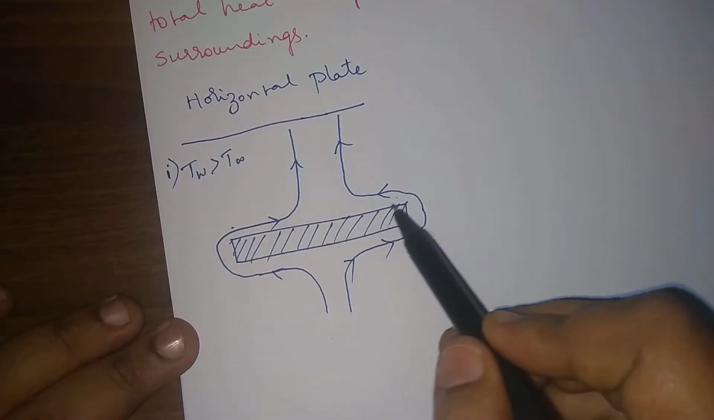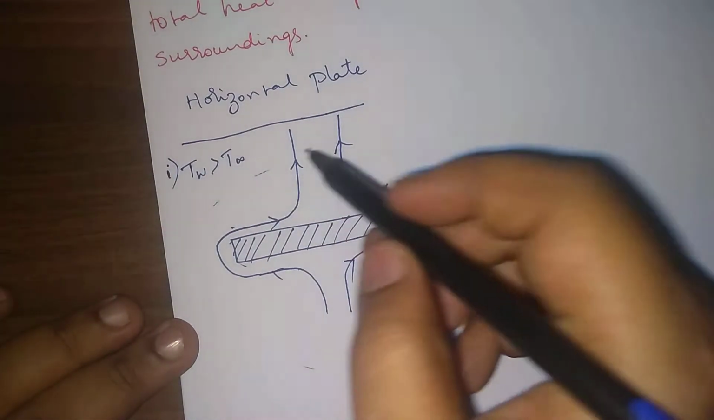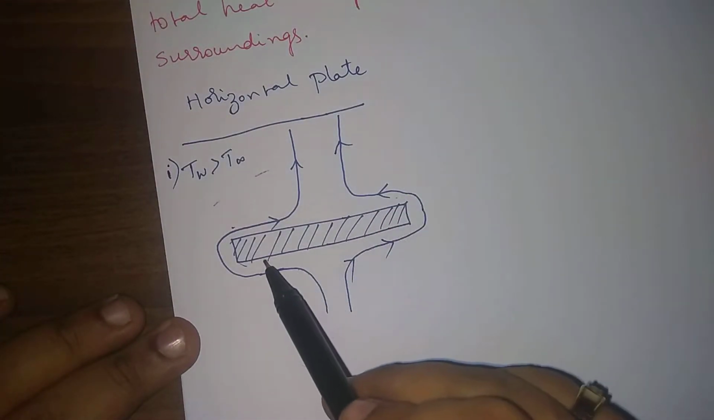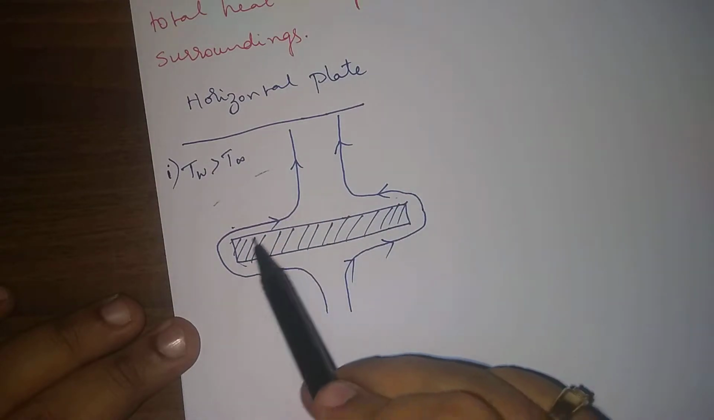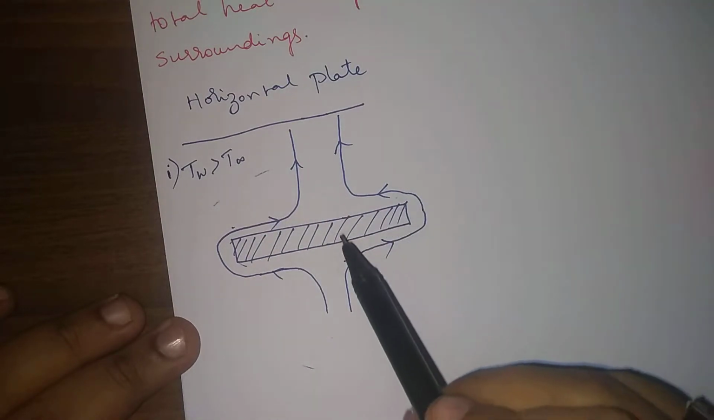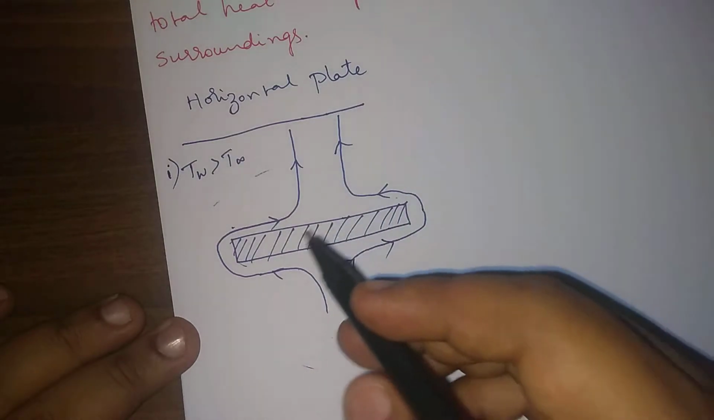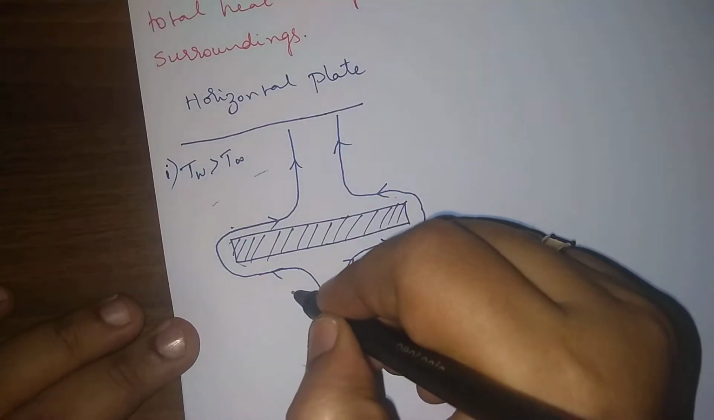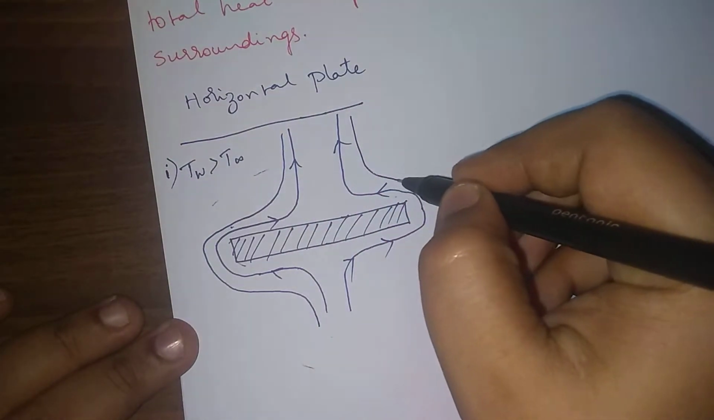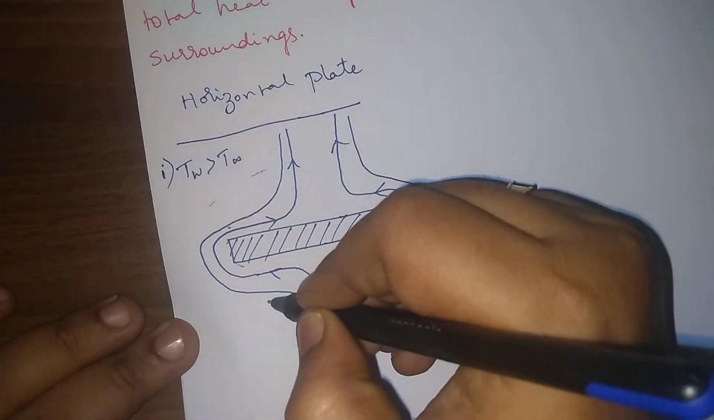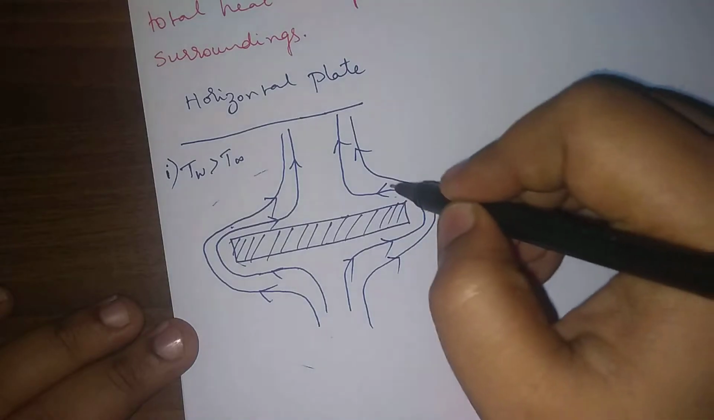As you can see here, the T wall is higher than T infinity, the surrounding. So as and when the first layer of the air which is surrounding this horizontal plate gets heated up, the movement of the air is going to be in this fashion. So let me just try to write a few more streamlines around the flat plate. So the flow is going to be in this particular direction.